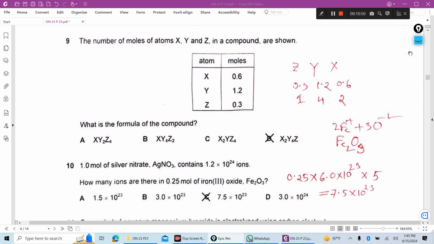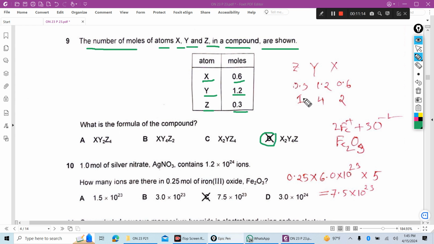Number 9. The number of moles of atoms X, Y and Z in a compound are shown. X 0.6 mole, Y 1.2 mole, Z 0.3 mole. So what is the formula of the compound? Answer will be D. How? You see, X is 0.6 mole, Y is 1.2 mole, and Z is 0.3 mole.